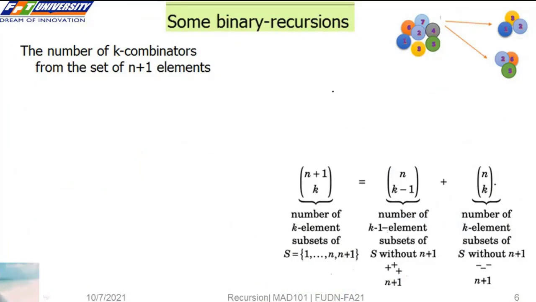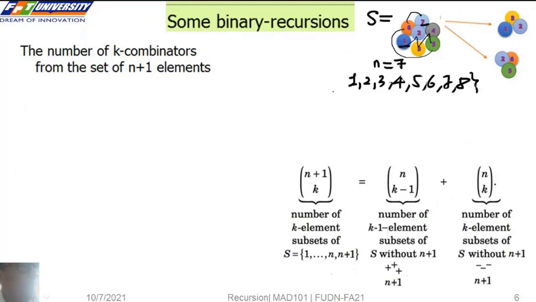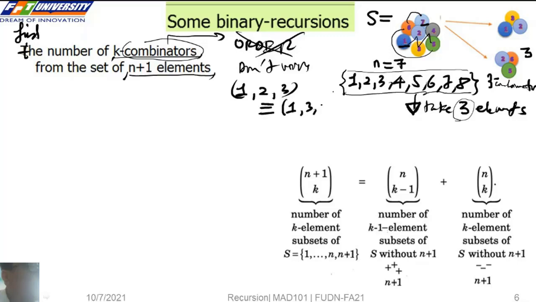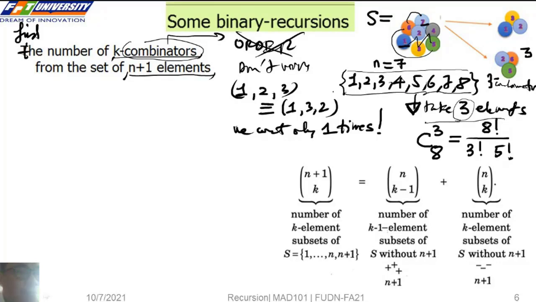So I can show here another example. We want to find the number of k-combinations from the set of n plus 1 elements. From the set of A elements, we want to take 3-combinations. We don't worry about order. It means 1, 2, 3 is equal to 1, 3, 2. It is the same. We count only one time. Don't worry about the order. C(a, 3). Do you remember the formula?